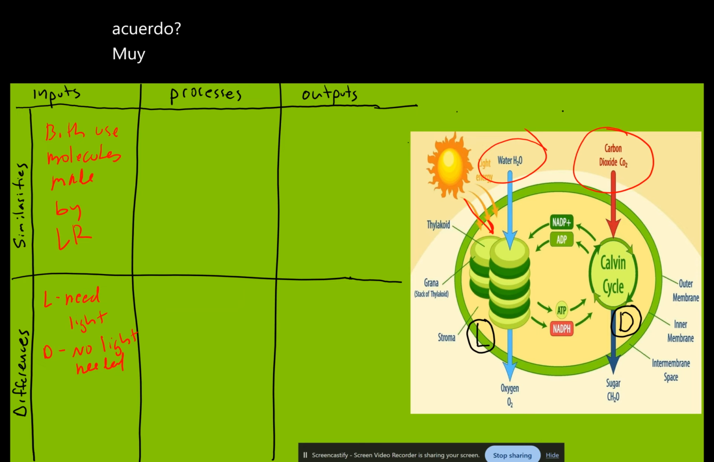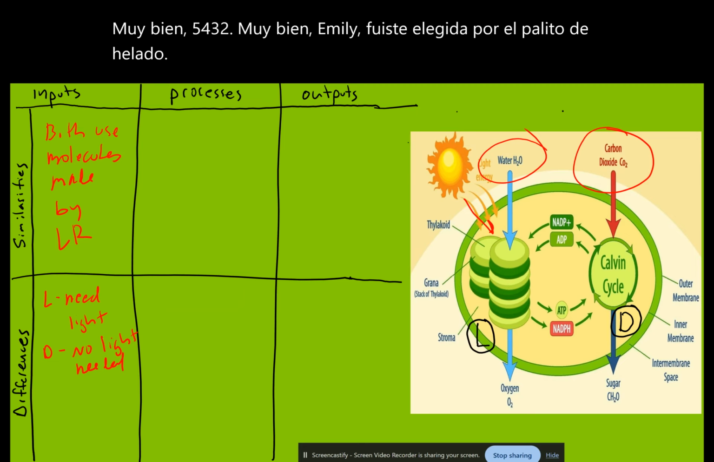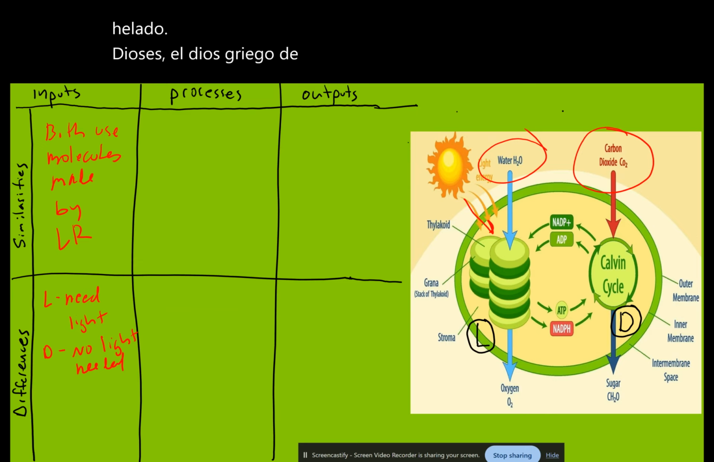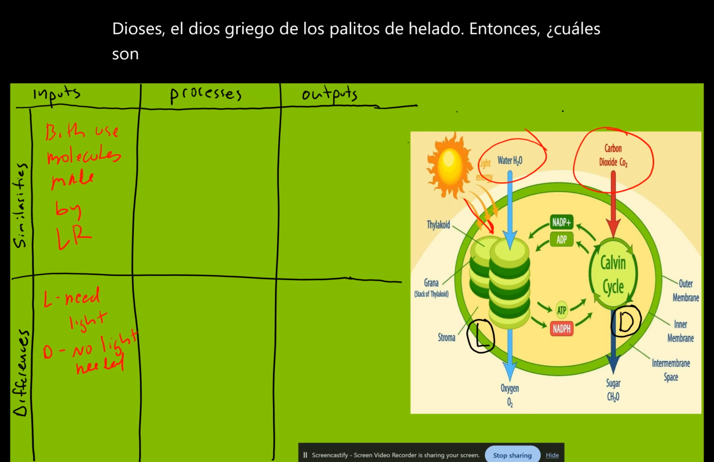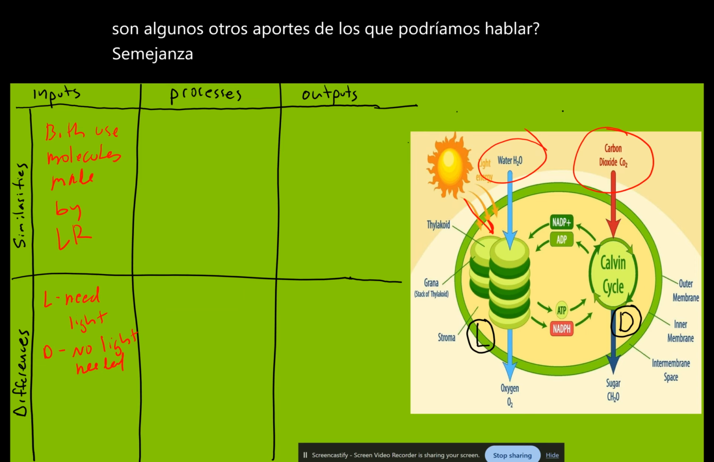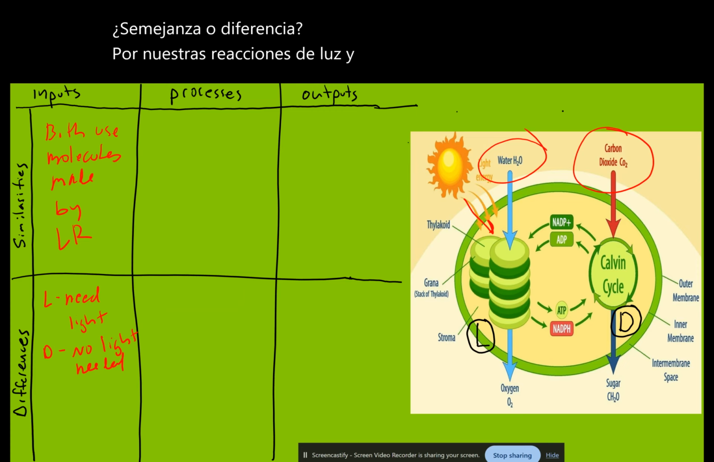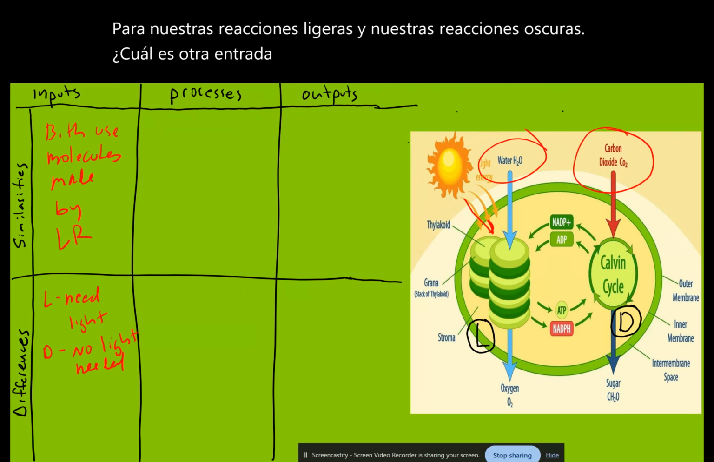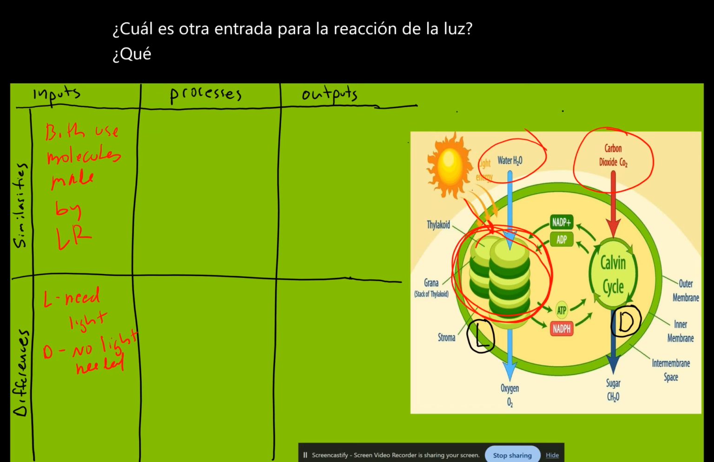All right. Emily, you were chosen by the popsicle stick gods. The Greek god of popsicle sticks. So what are some other inputs that we could talk about, similarity or difference-wise, for our light reactions and our dark reactions? What's another input for the light reaction? What else is going into this? We got the sun. What else do we need?